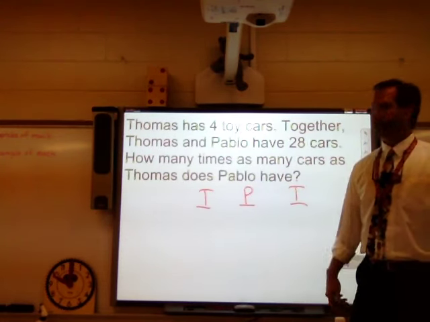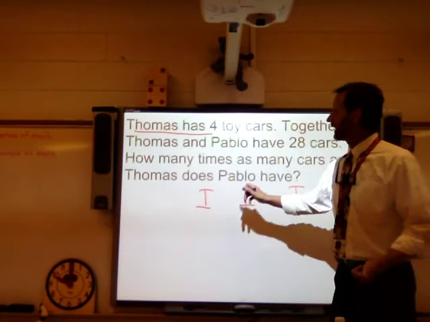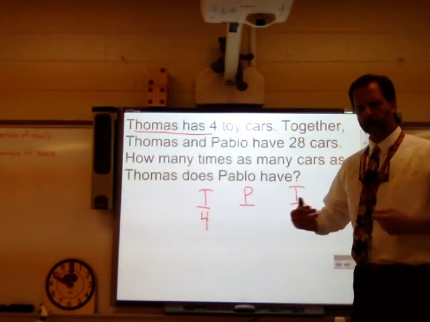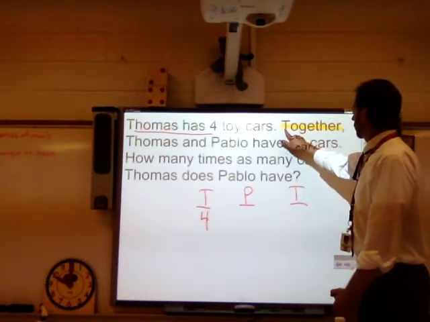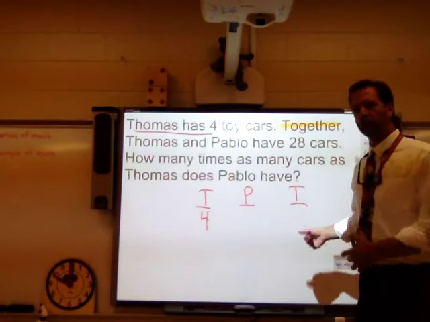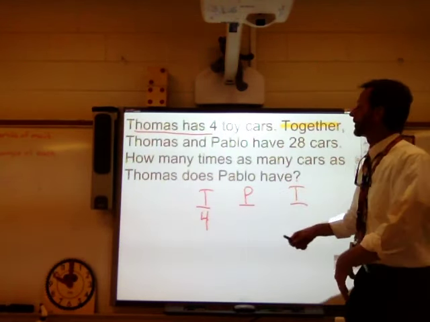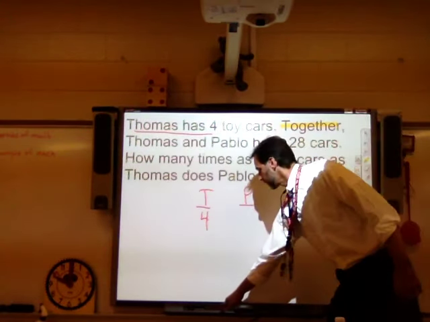What do we know? It says right here, Thomas has. What does Thomas have? He has 4 toy cars. Now here it goes a little differently than the problem we just looked at. It tells me together. Now together leads you to think of which part of this? Thomas, Pablo, or the total? Right. It leads you to think of the total. Together, Thomas and Pablo have 28 cars. That's the total.